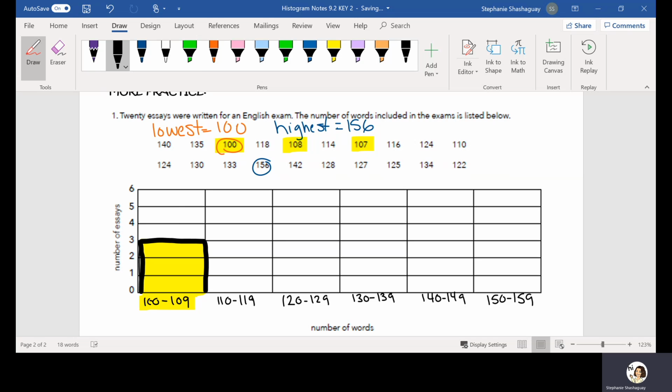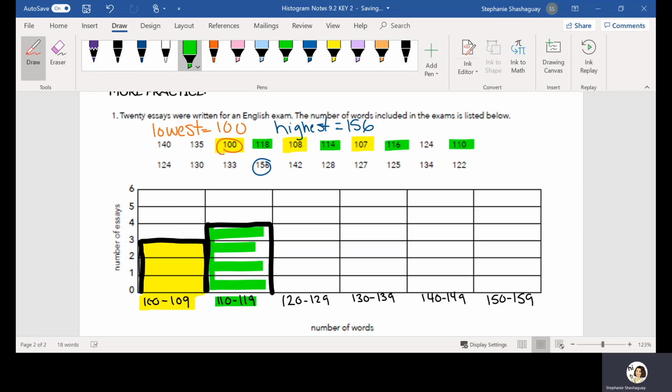My next interval, 110 to 119, I'm going to highlight those in green. So I'm looking for numbers that are 110 to 119. So 118 falls into that category, 114, 116, 110. Those four, 1, 2, 3, 4, fall into this interval. And so now I can start filling it in.